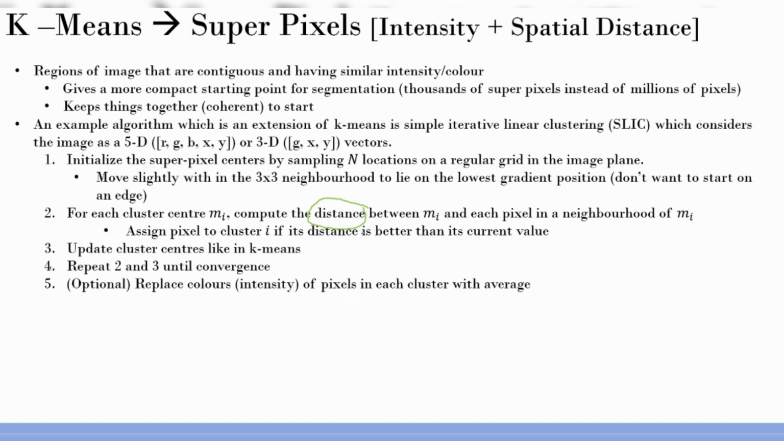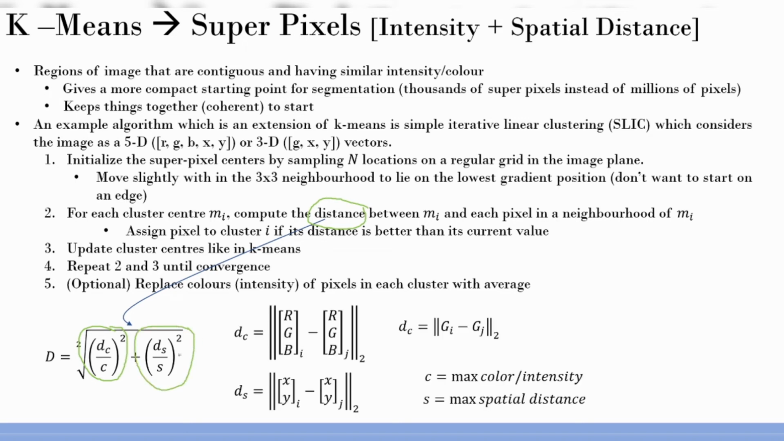Okay, so in the case of color images, we can actually replace the color of pixels in each cluster with the average, but that's optional. Okay, so the distance is interesting. This is a 2-factor distance. One is of course on the intensity and the other one is on the spatial distance.